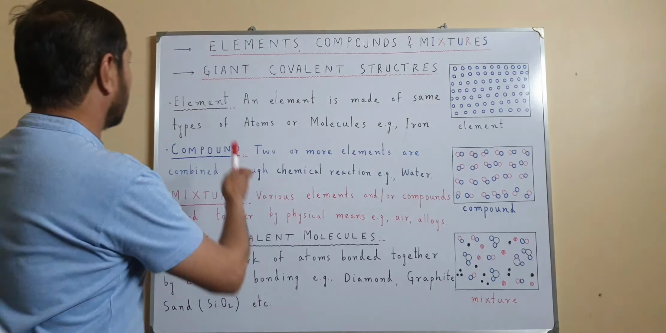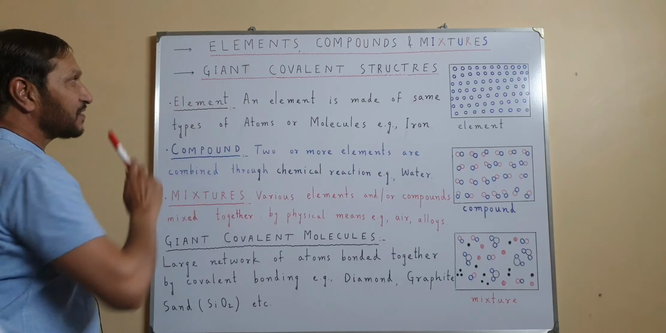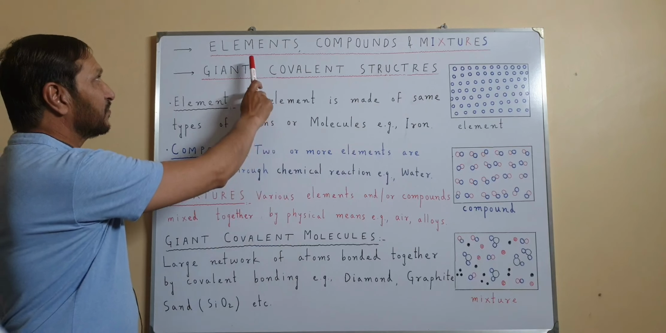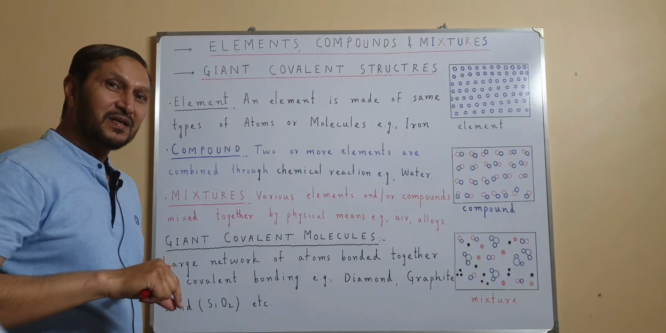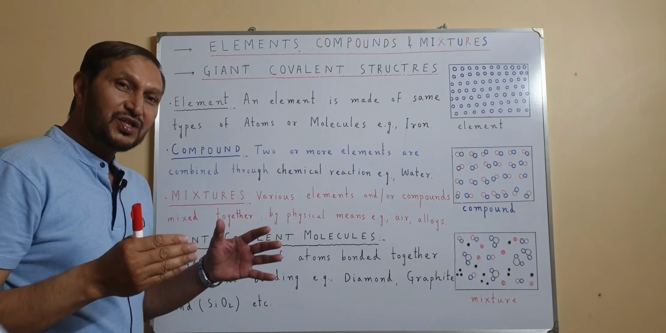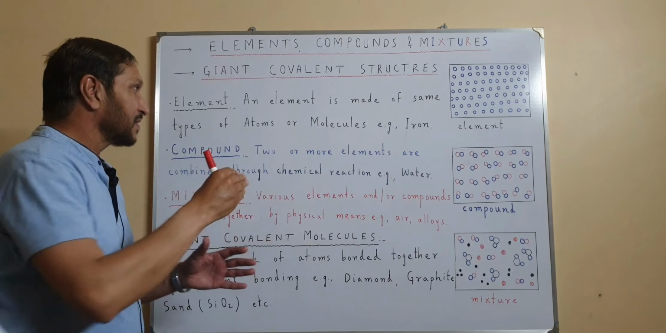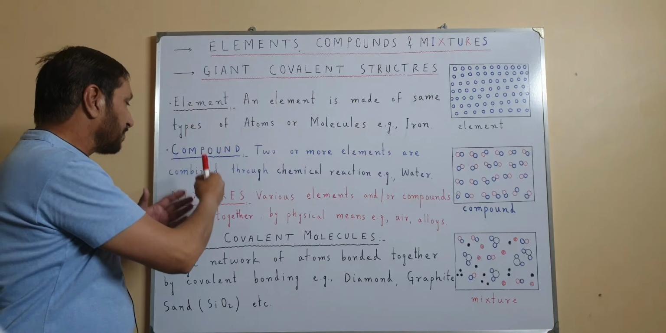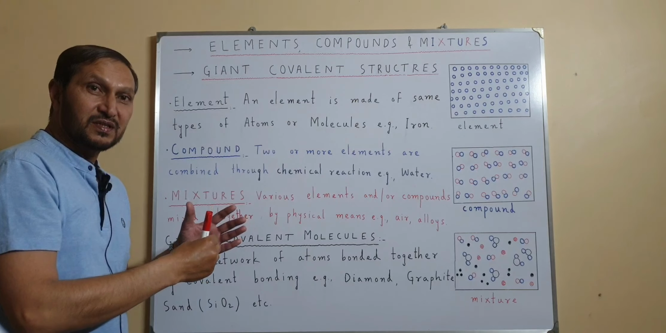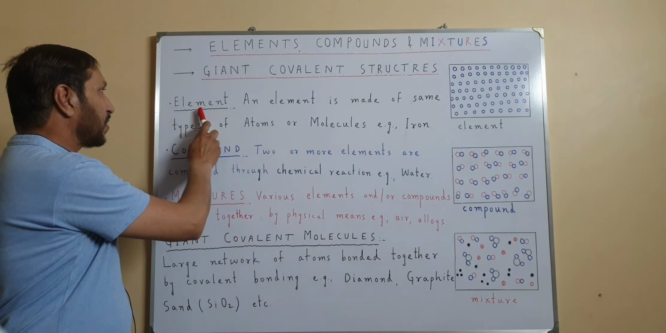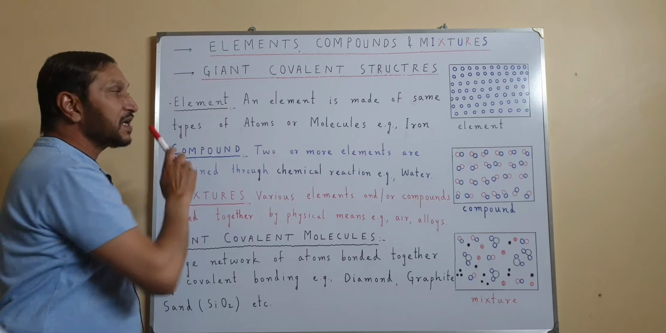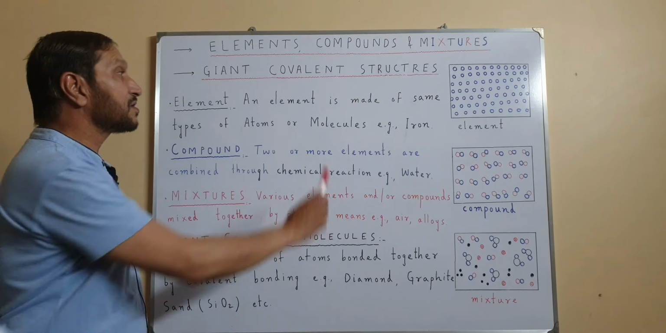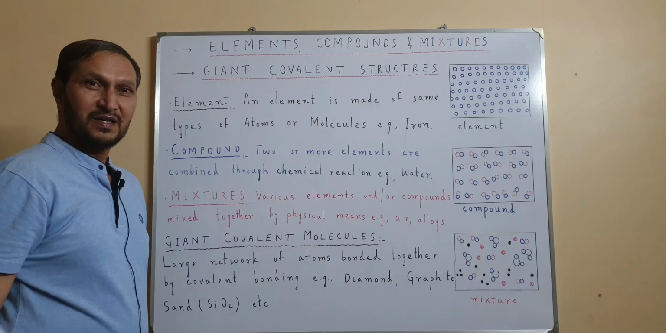So let's start. First of all, I will focus on elements, compounds and mixtures. I will define them and then we will differentiate the element, compound and mixture, their features, their characteristics. So element. An element is made up of same type of atoms or same type of molecules.